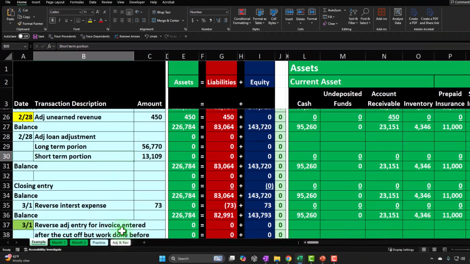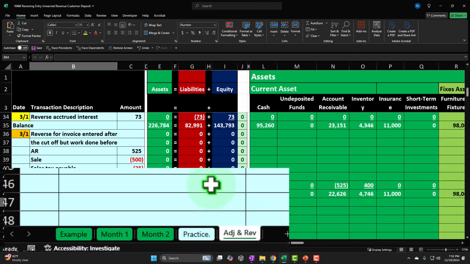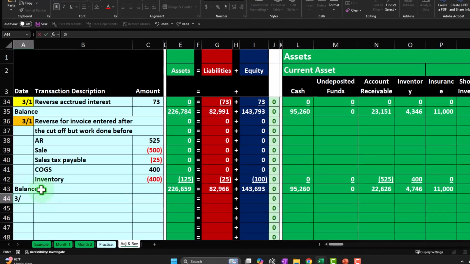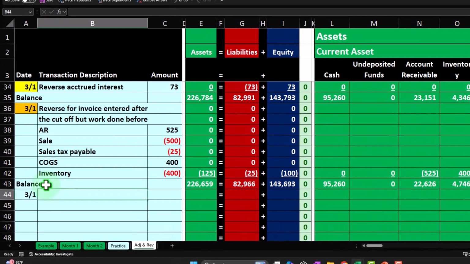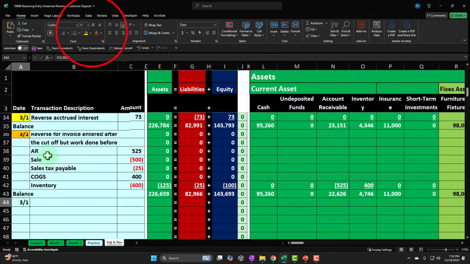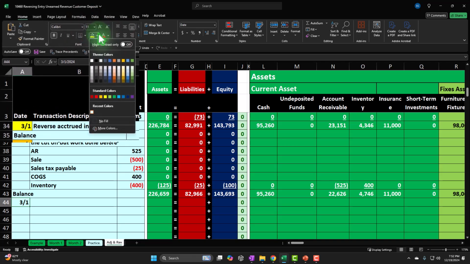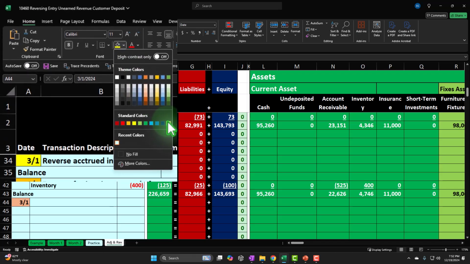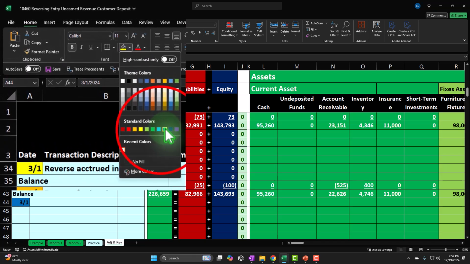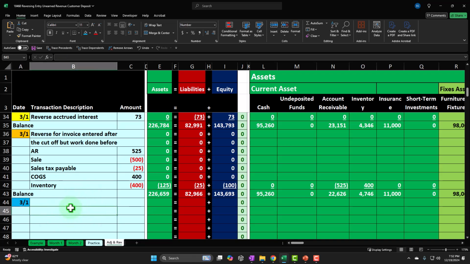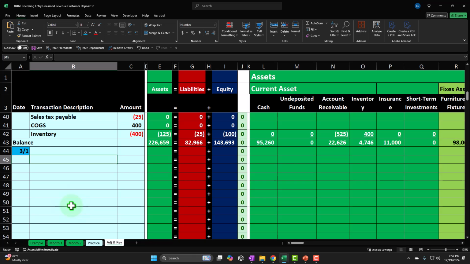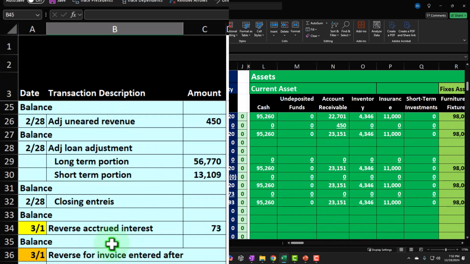Let's do it then. So I'm going to go back to the adjusting tab, and it's just going to be on 3/1. All of our reversing entries are the day after the adjusting entry. So our adjusting entries, unlike normal, which would normally be December 31st, ours were entered on 2/28, and then the next day is 3/1, unless it's a leap year, 2/28, 2/29, you get the idea. All right, so where's the adjusting entry?